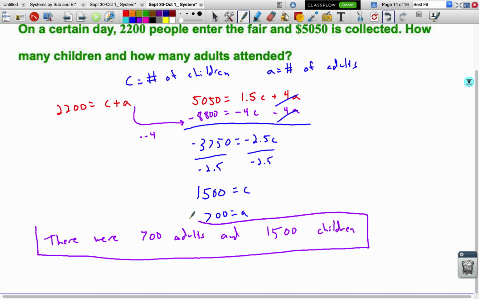So a lot of supervising had to happen that day. Okay. And we could plug it back into the cost one to make sure that we make our 5,050 with this combination, but I'm pretty sure it's going to work. Okay.